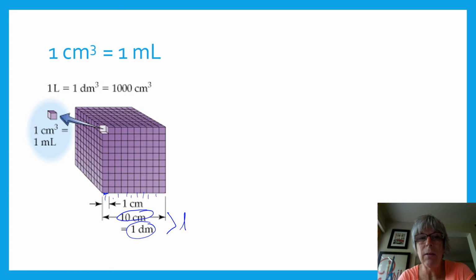That's the length. If you go back, the width is the same amount, 10 centimeters or 1 decimeter, and if you take the height, that's the same amount because it's a cube. So if I want to find the volume of this cube, I multiply length times width times height. If I'm using decimeters, it'll be 1 decimeter times 1 decimeter times 1 decimeter.